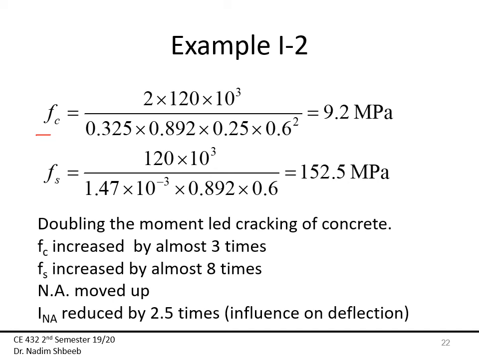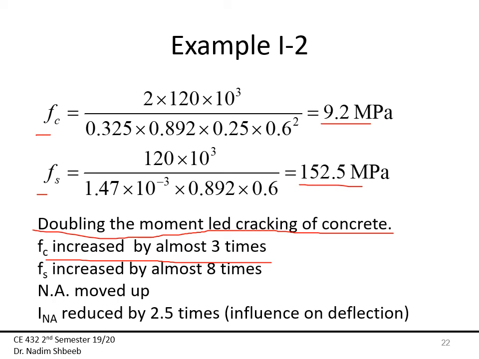So again, from the previously derived equations, which you don't need to memorize, Fc is equal to 2M over K phi J b d squared, and this is giving me 9.2 megapascals. The stress in steel now is equal to M over area of steel times J times d, and this is giving me 150.5 megapascal. So by doubling the moment, going from 60 to 120, we noticed that we had cracked the concrete. So Fc increased by 3 times.